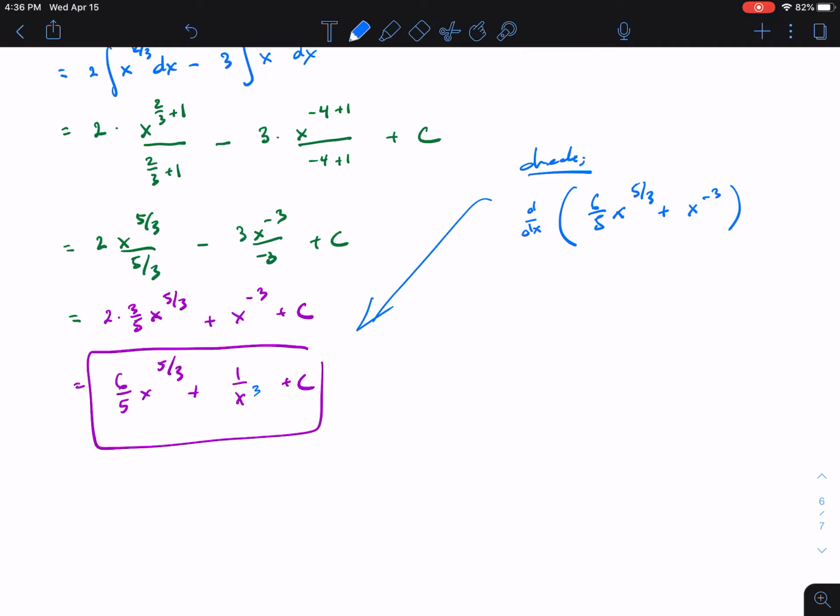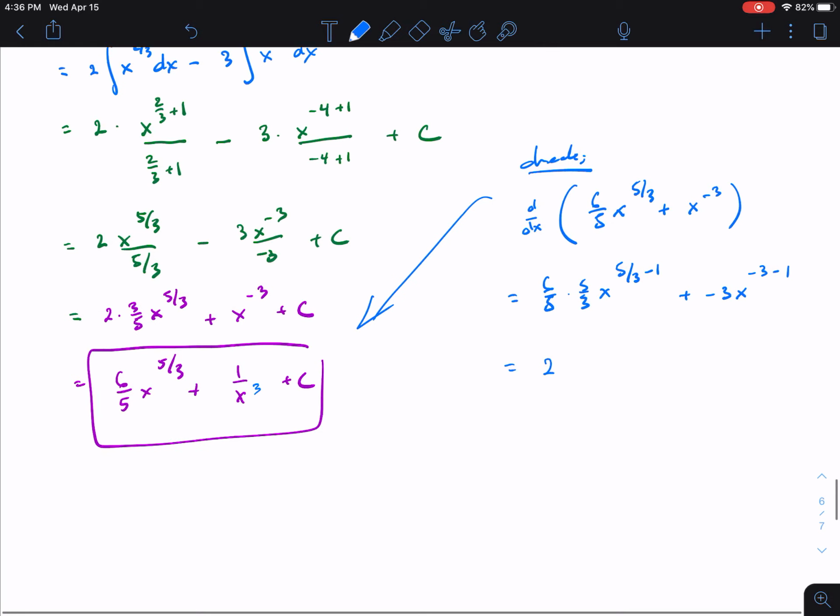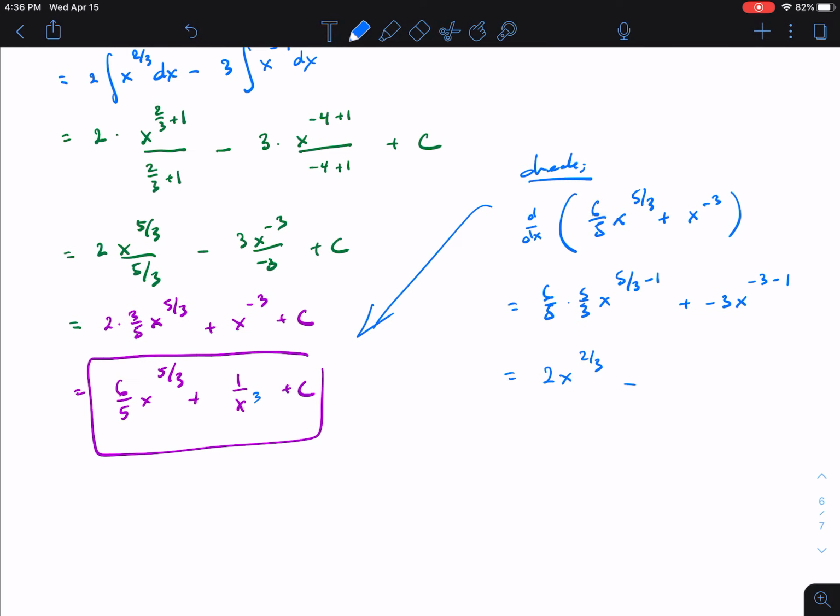Okay, let's check. If we use the power rule, we get 6/5 times 5/3, and then subtract 1 from the power. We bring down -3, and then -3 minus 1. So what do we get here? We get 30 over 15, that's 2x. 5/3 minus 1 is 2/3. And over here we get -3x to the -4.